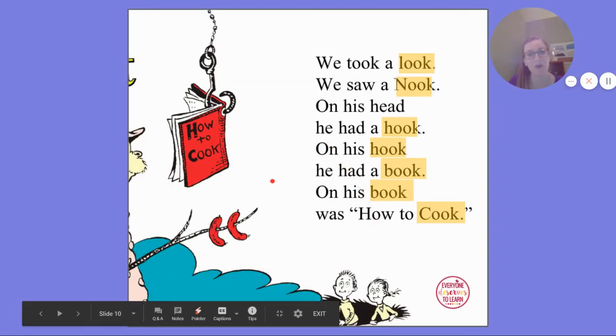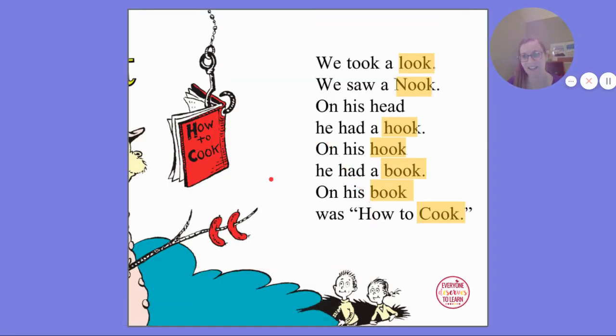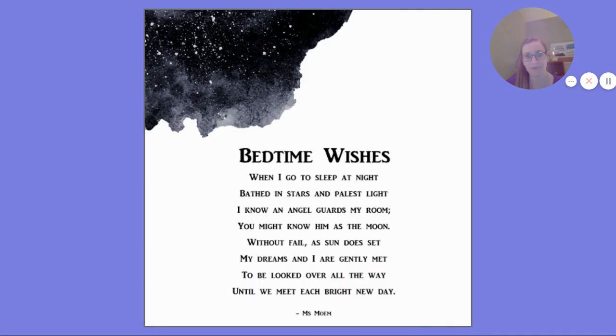I'm going to give you an example. Gotta love a good classic Dr. Seuss book. I even read them to my boys right now at night, and sometimes I'm just like bumbling because of all of the rhymes. So I'll read this one real quick. We took a look, we saw a nook. On his head he had a hook. On his hook he had a book. On his book was how to cook. So this is a simple, silly end sound, end word rhyming poem.